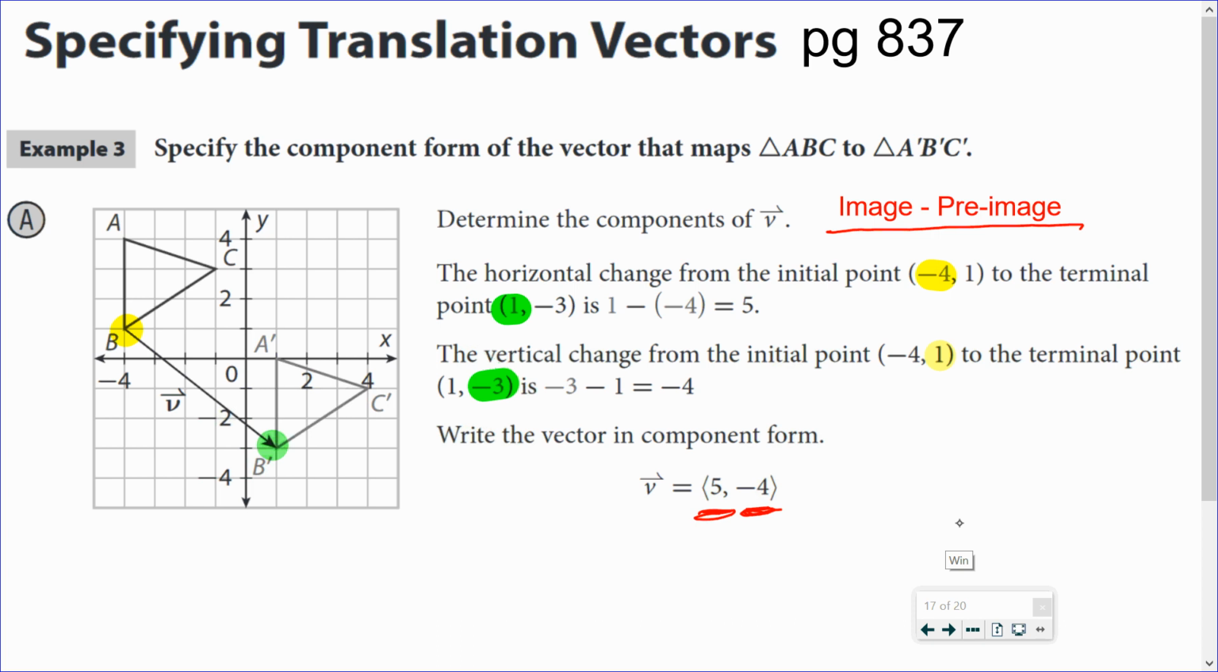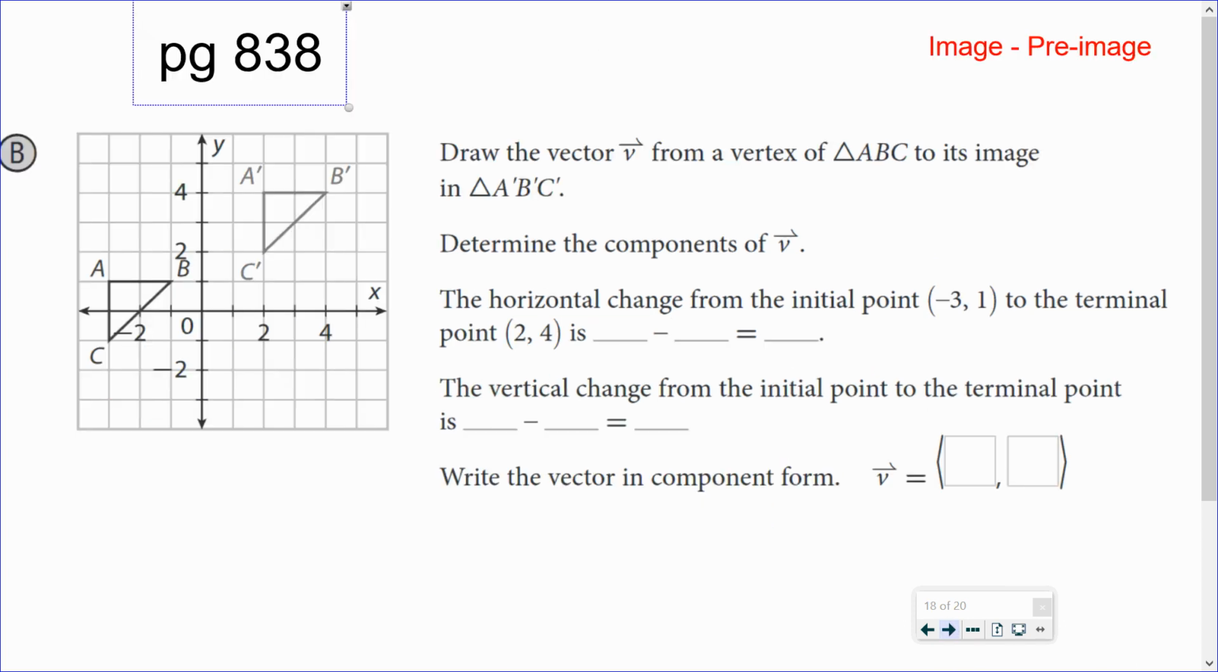All right, let's take a look at another example. On this example, it says draw the vector v from the vertex of ABC to its image, A'B'C'. So I'm going to start here at the pre-image and draw it. They don't really tell you which one to work with, but we're going to work with A. They actually give you the points here, but it doesn't matter, because if it is a true translation, everything should stay the same. So you can pick either one of these points. I'm going to draw the vector here, and it's going to go from here.